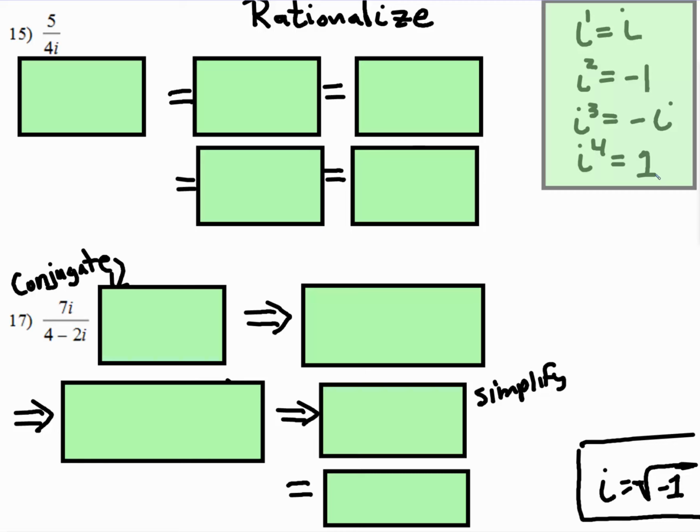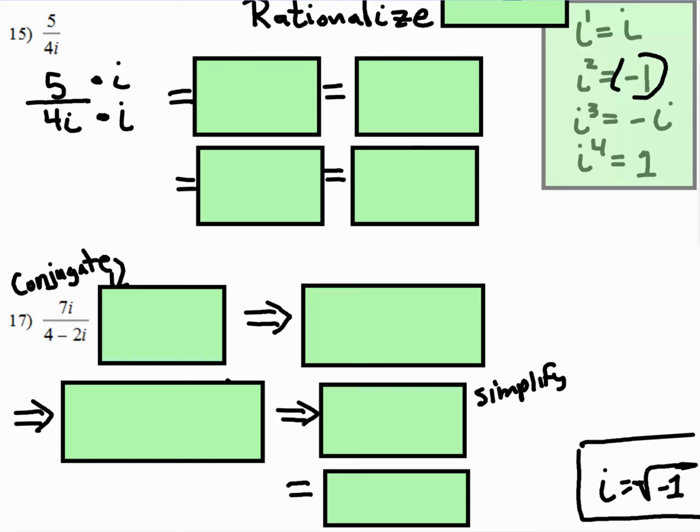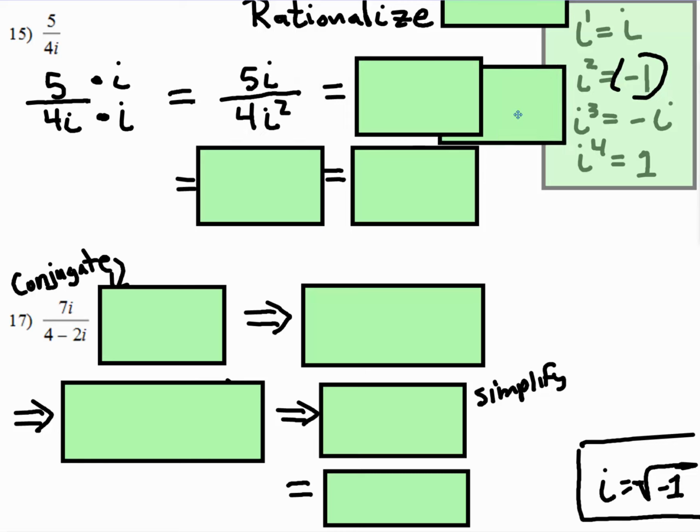All right. So the trick is we need the i's out of the denominator. So the way to get i out of the denominator, if you square i, you get -1. So that's the first thing that we're going to do. We're going to multiply top and bottom, denominator and numerator, by i. Well, i times i is i squared. i squared is -1. -1 times 4 is -4.